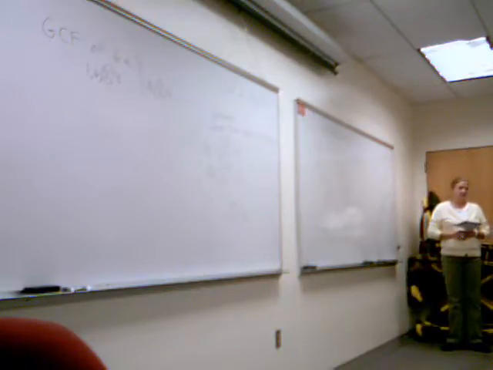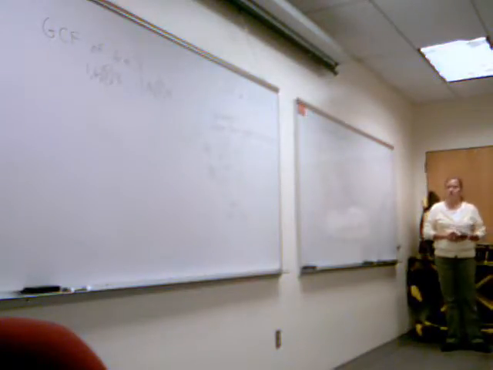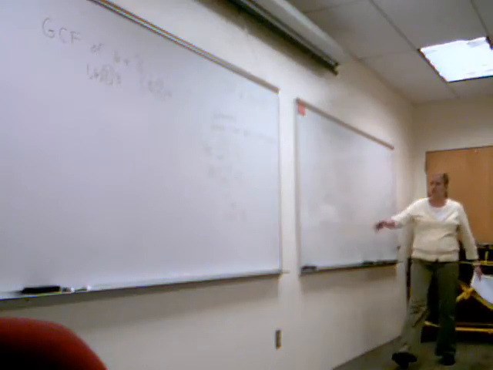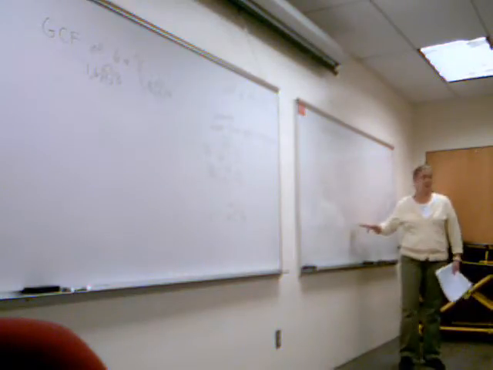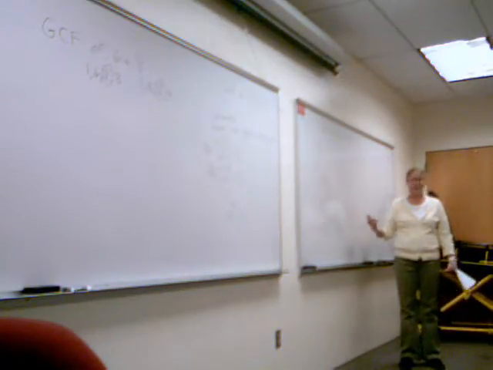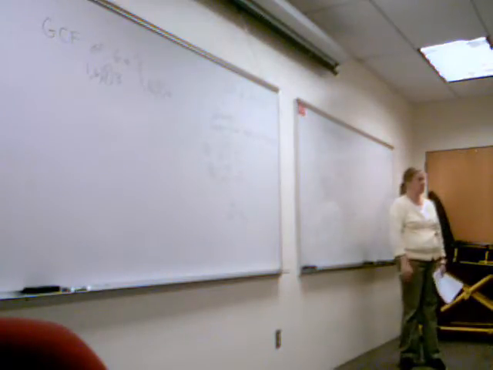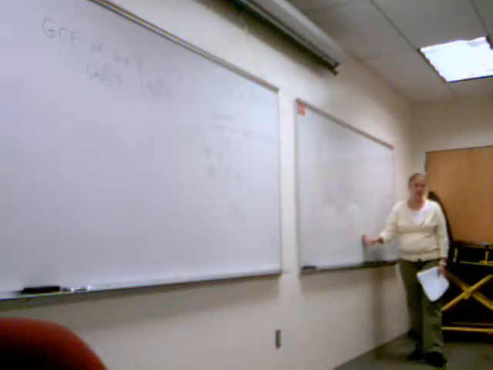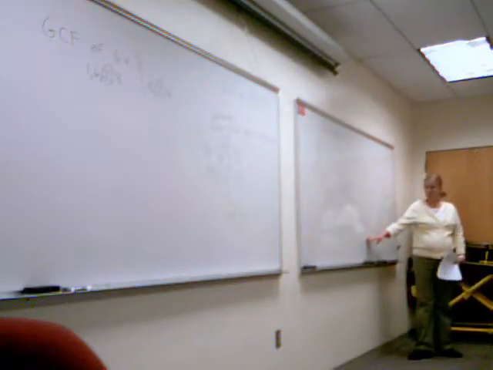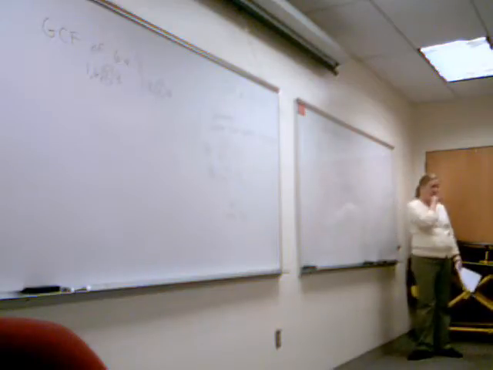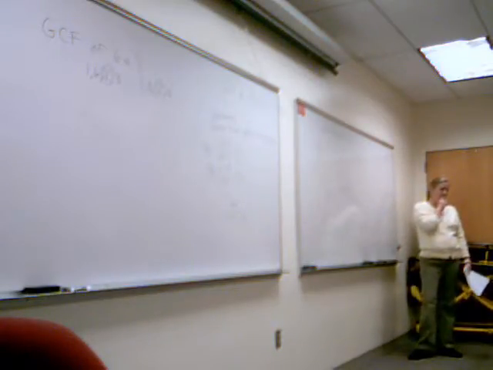Does that make sense to everybody? Sure, no problem. As soon as you find your factors, then you compare the 2. And you say, what do they have in common? The most they have in common are 2 2's. 2 2's are equal to 4. So that is the largest factor that will go into both of these numbers. Okay?